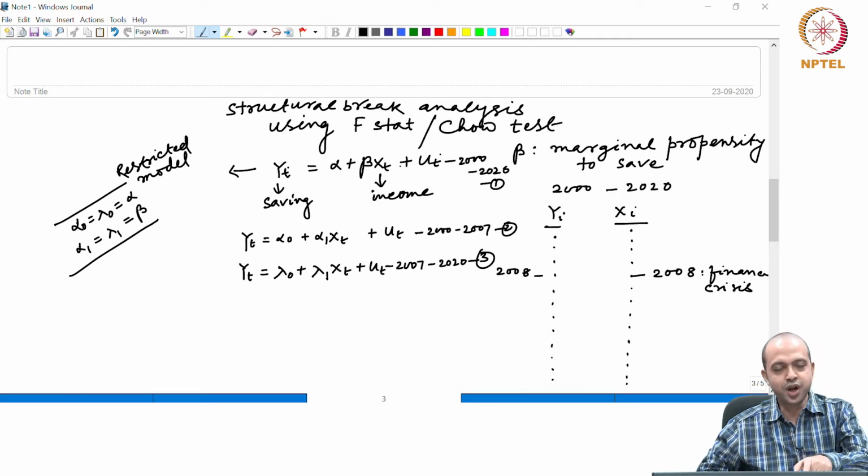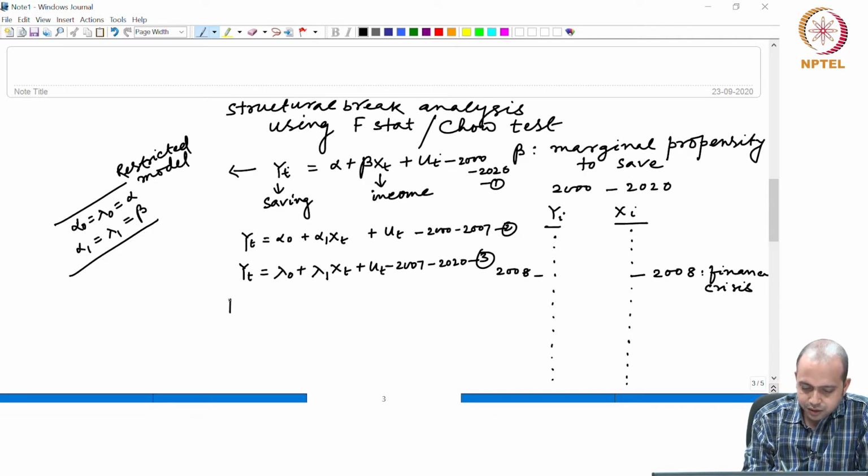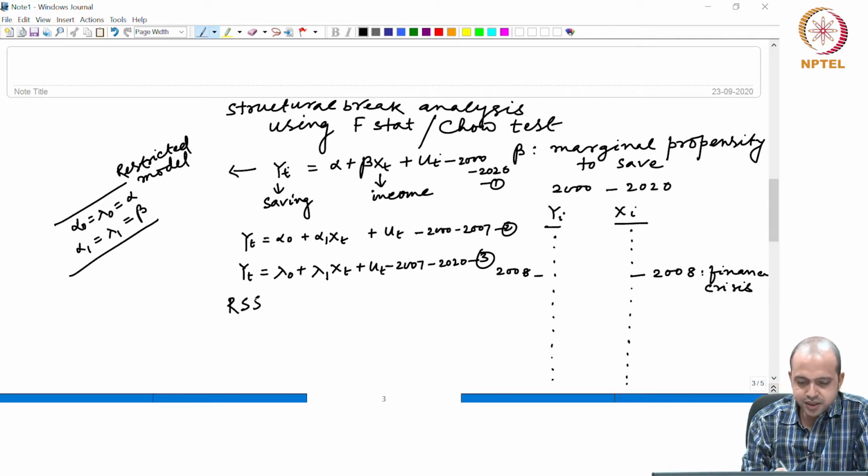That is why model 1 is called the restricted model, and we have two unrestricted versions, model 2 and model 3. Now, what we have to do? We have to identify the RSS and their corresponding degrees of freedom. So, RSS restricted we will get from model 1.